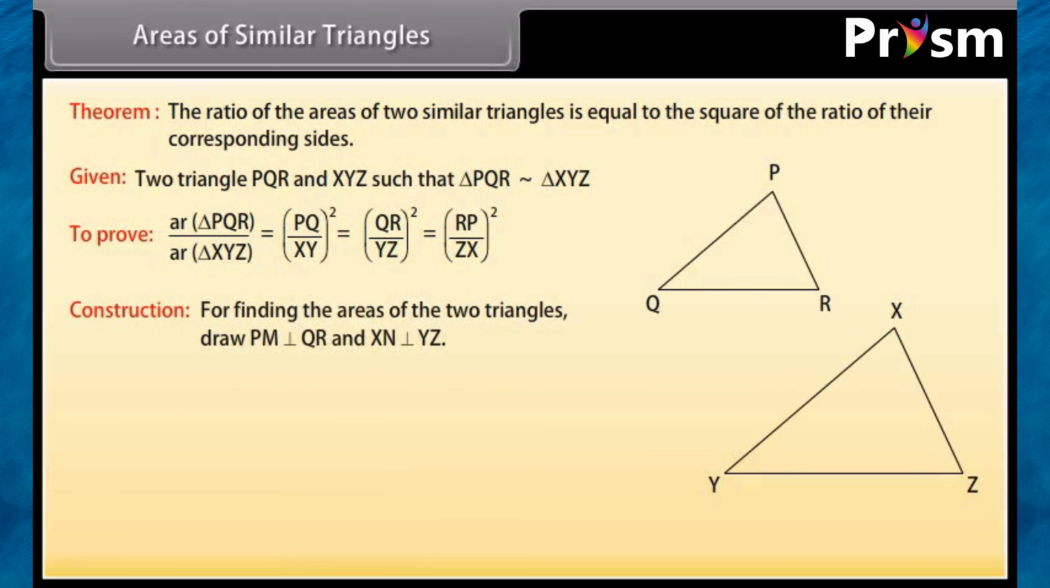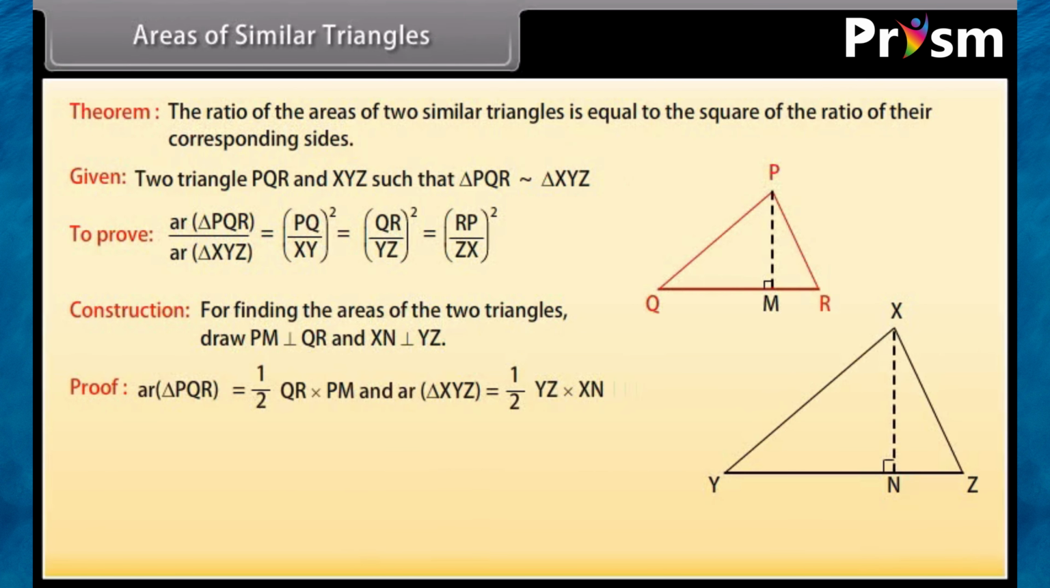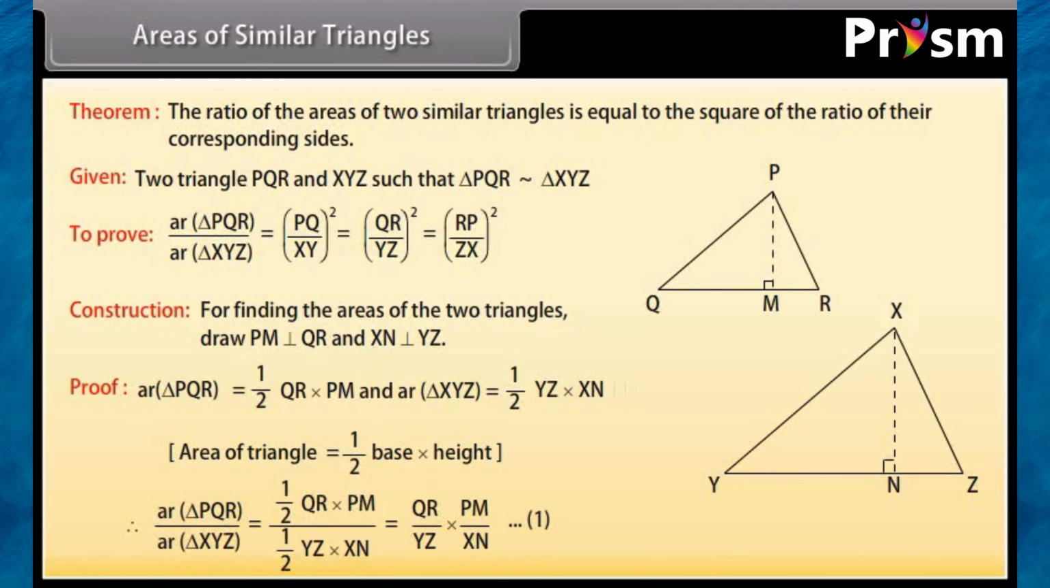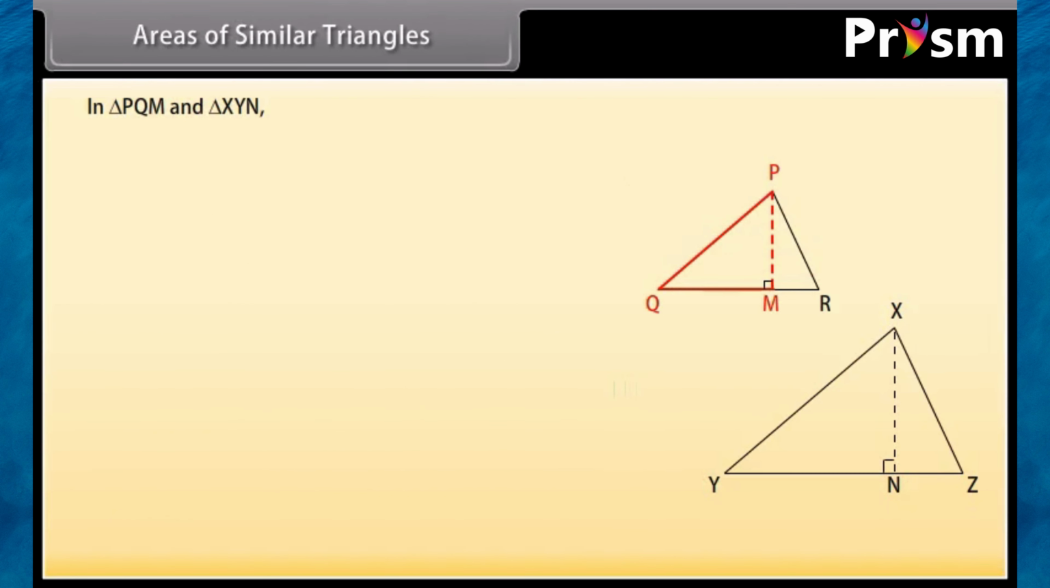Construction. For finding the areas of the two triangles, draw PM perpendicular to QR and XN perpendicular to YZ. Prove. Area of triangle PQR is equal to 1 by 2 QR into PM and area of triangle XYZ is equal to 1 by 2 YZ into XN. Area of triangle is equal to 1 by 2 into base into height. Therefore, area of triangle PQR upon area of triangle XYZ equals QR upon YZ into PM upon XN. Mark it as 1.